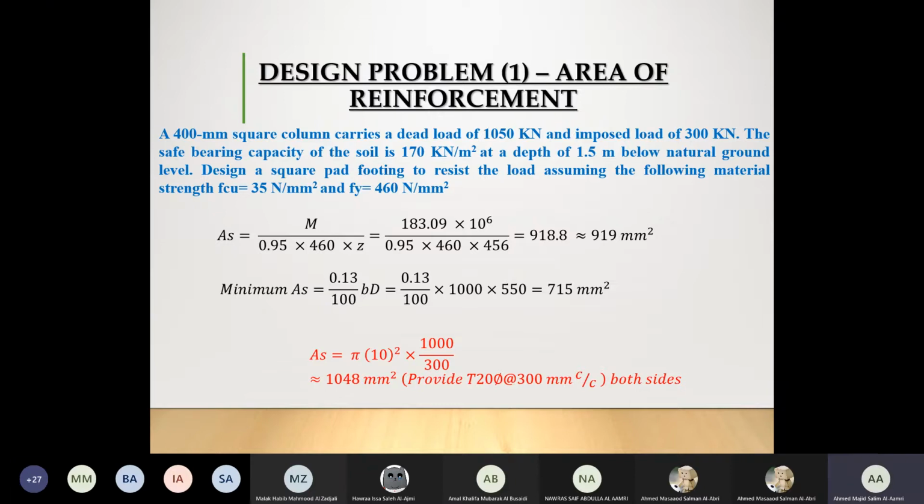Okay. So either you use the first methodology, which is the area, or you use the table. Are we fine with that?